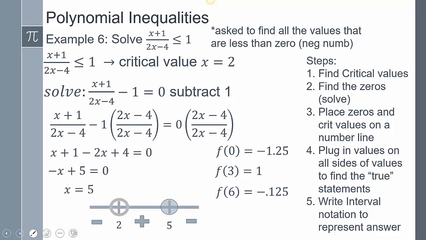So now we know that this says less than or equal to 0, right? If I subtract that 1, so I know it's looking for negative numbers, so that's going to be my shaded region, which is my true statement. So then step 5, writing my interval notation, it's going to be negative infinity all the way to 2, union from 5 all the way to positive infinity. And because this is a closed circle here, it's going to be a bracket.